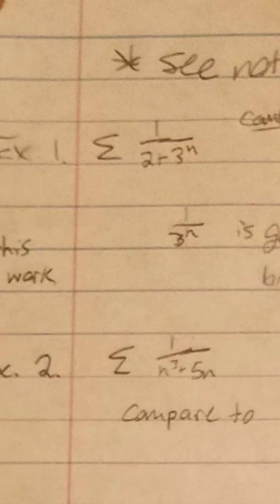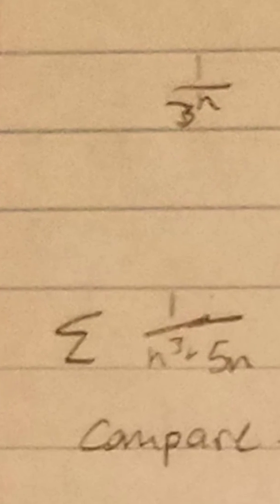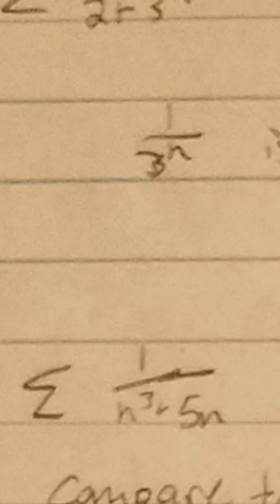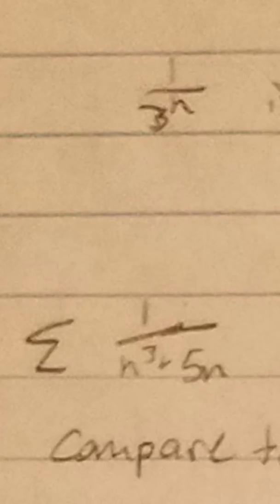But moving on to another example. So this one, the summation of 1 over n cubed plus 5n. Well, what does that look like? It kind of looks like 1 over n cubed, right? That's kind of what it looks like. 1 over n cubed would be a p-series. So let's compare it to that, because we know the convergence and divergence of p-series now. So that'll be a pretty easy comparison.